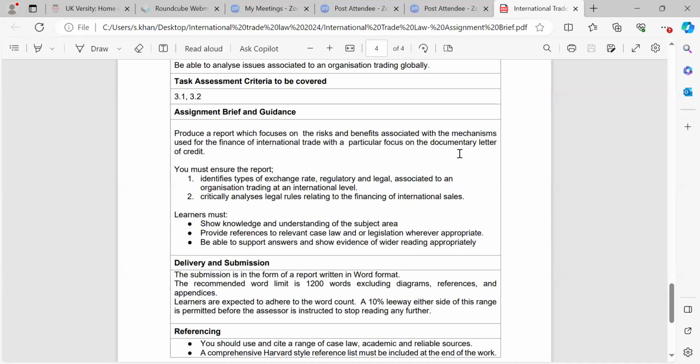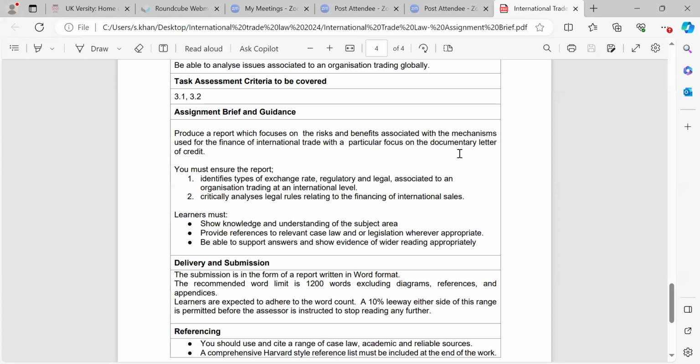Then task 3 and number 2, critically analysing legal rules relating to the financing of international sales. Again, make sure that you are heading what you are writing about. So there are 2 elements of task 3 that you need to look at.